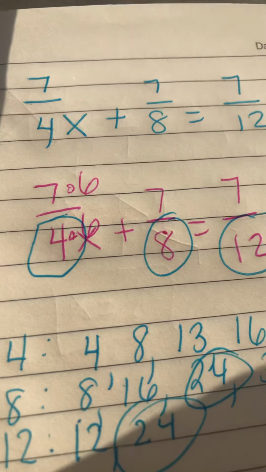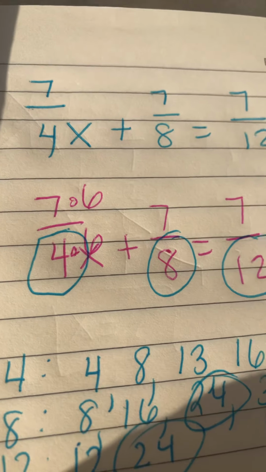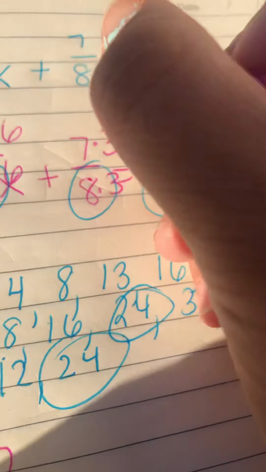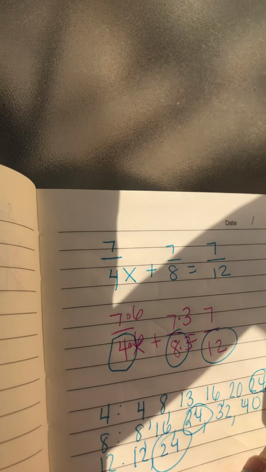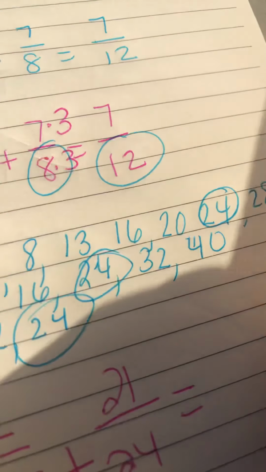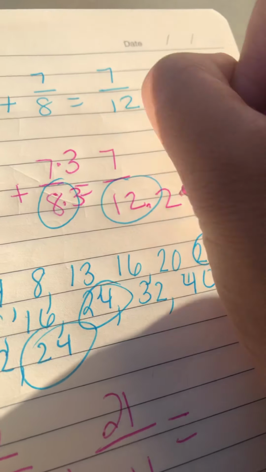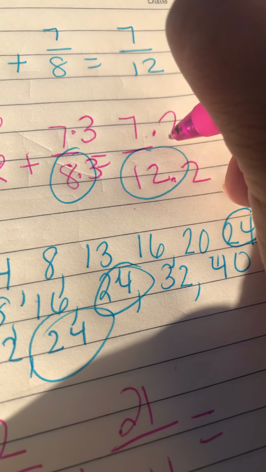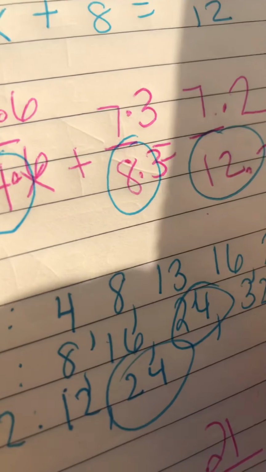Well, 8, I can make that 24 by multiplying it by 3, right? So if I do that in the bottom, I do that in the top. 7 times 3 is 21 over 24 equals, and then 7/12, that's just to multiply by 2, because 2 times 12 gives me 24, and 7 times 2 is 14.